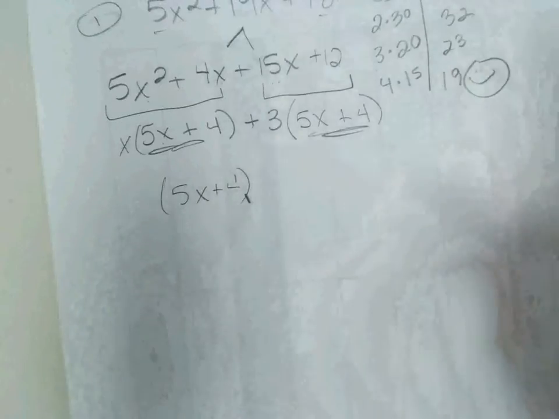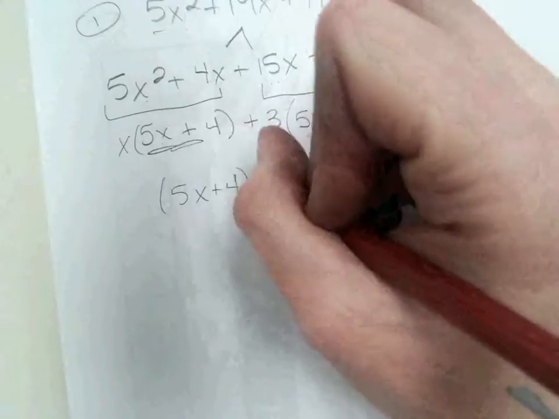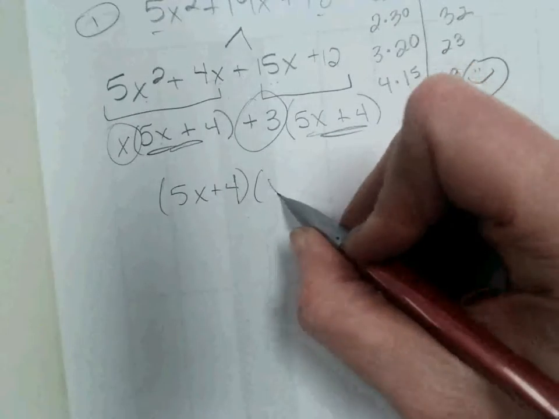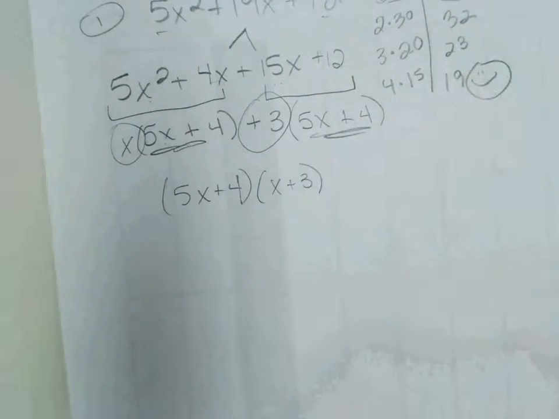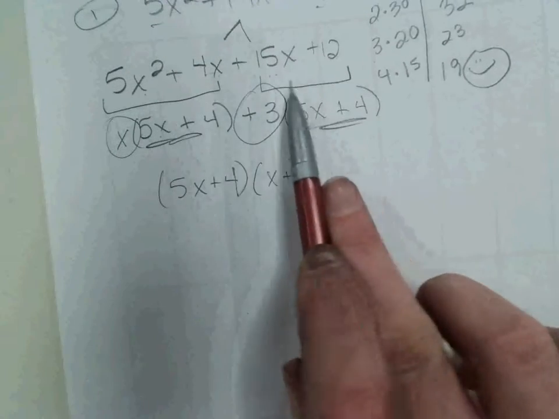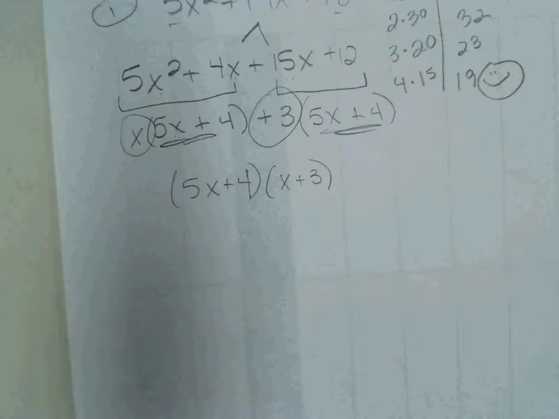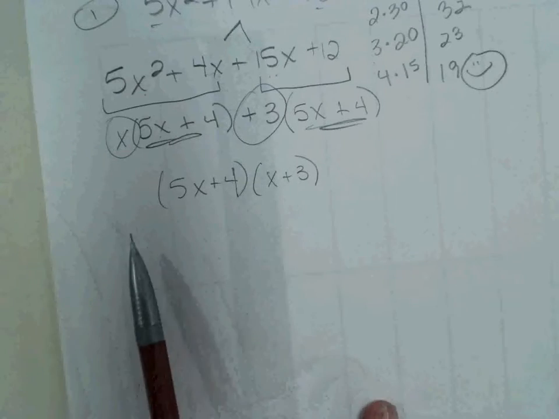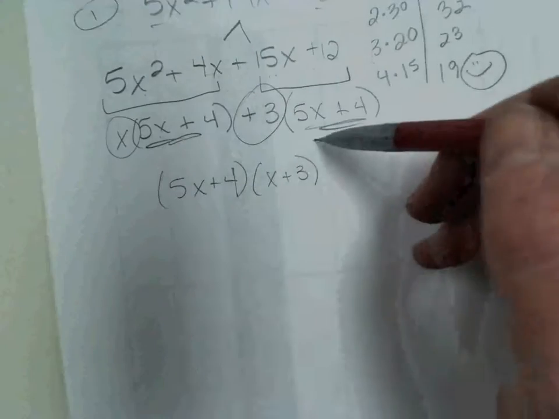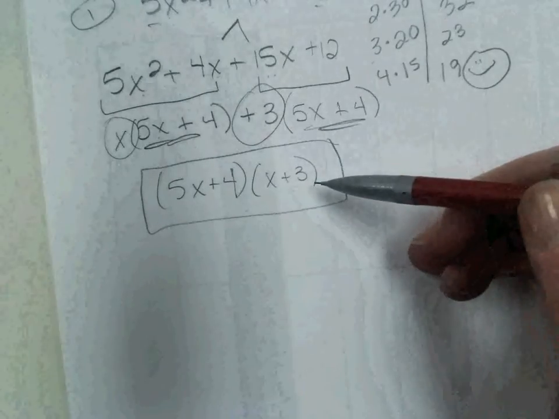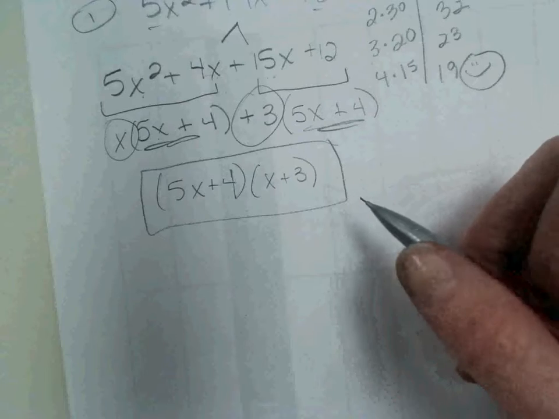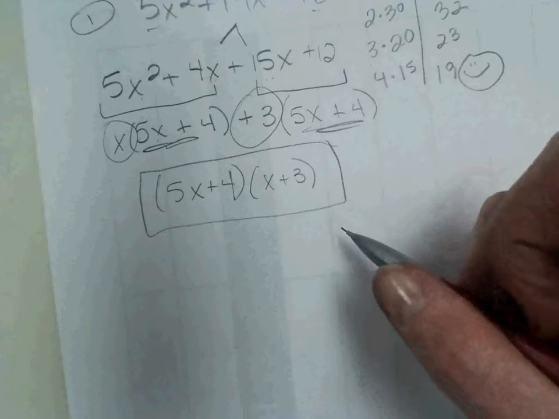And the next group, I write my leftovers. And like I said, if you wrote these in opposite order that I did, you might have the x plus 3 first as the common group. Either way, it doesn't matter which group you write first. The factored form is 5x plus 4 times the quantity x plus 3. Or x plus 3 times the quantity 5x plus 4, they equal the same.